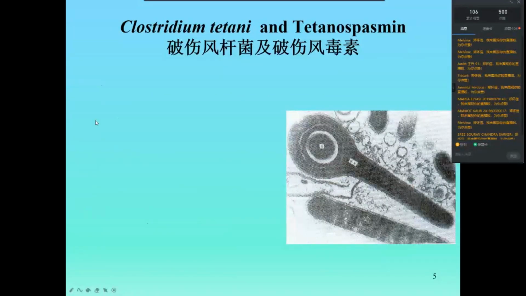We'll have a break for about 10 minutes. After the break, we'll come back to learn the first pathogen in this genus, Clostridium tetani.